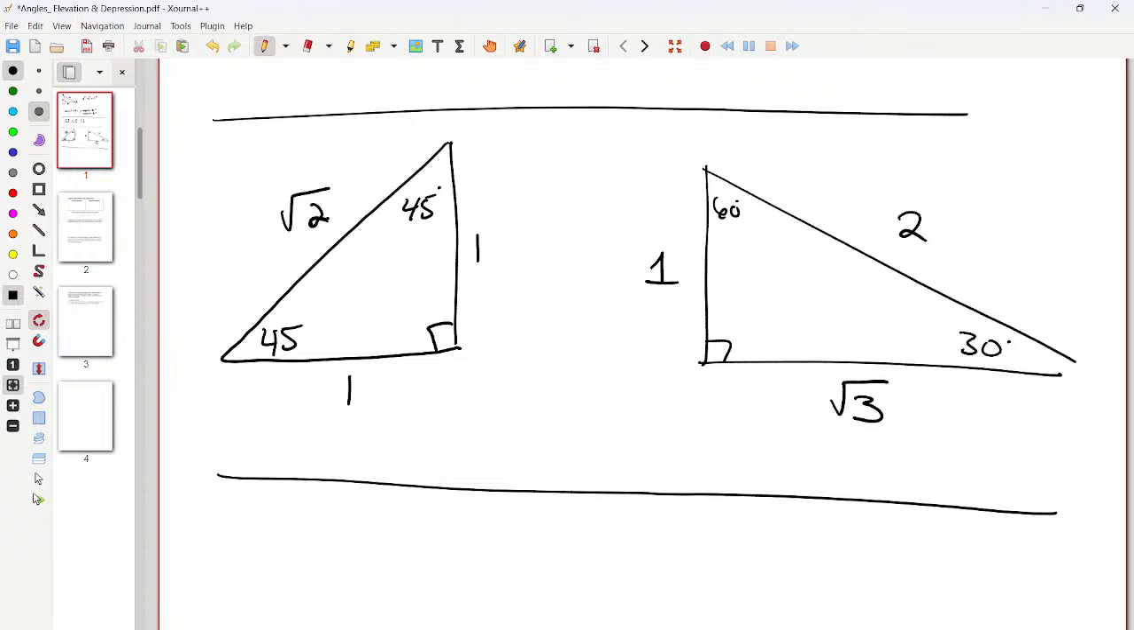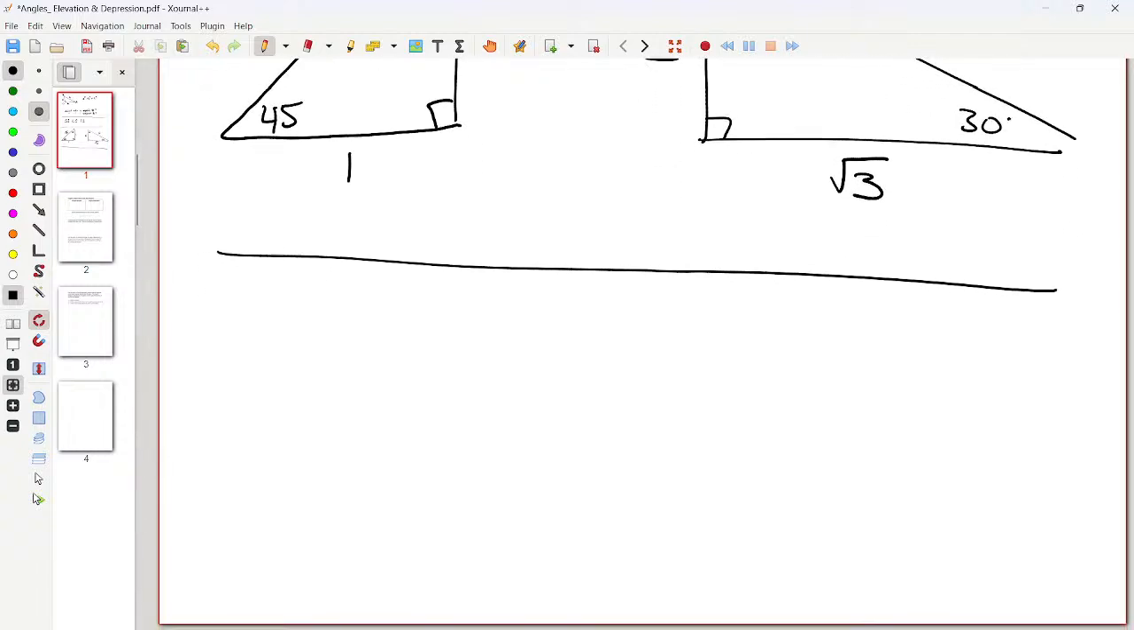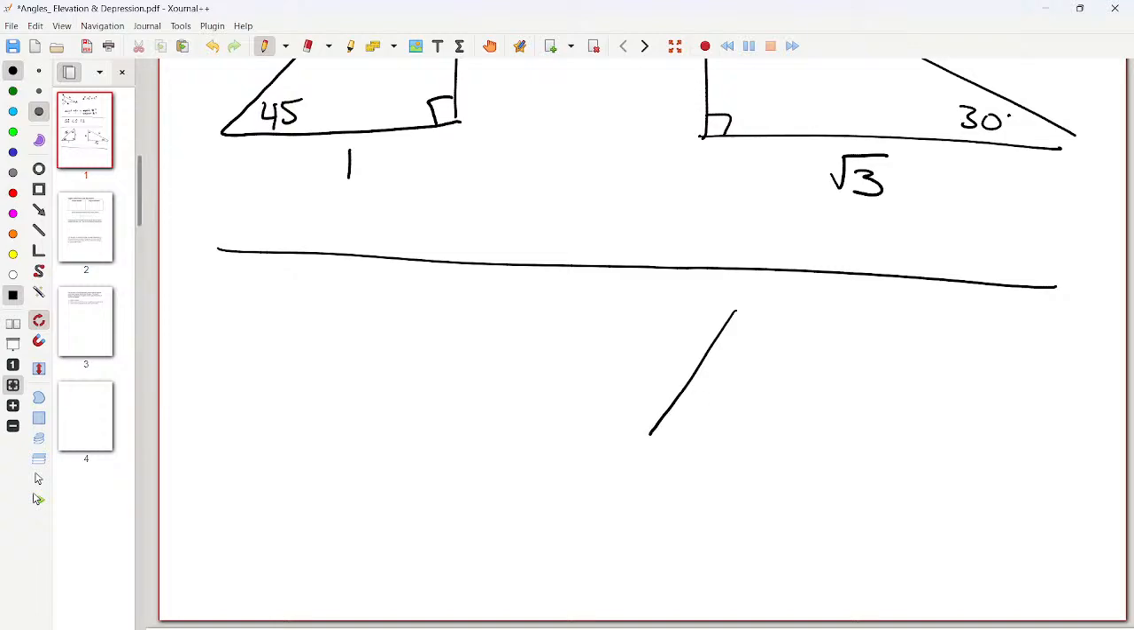Know that triangle, know how to set it up in different orientations. That means if I said, hey, the right angle is over here, and this is your 30, no matter how that triangle is drawn, you should be able to say smallest angle, opposite it is the smallest side. Biggest angle, opposite it is the biggest side. And that's going to be root 3.